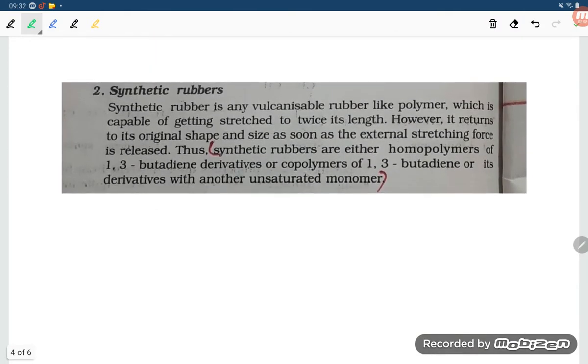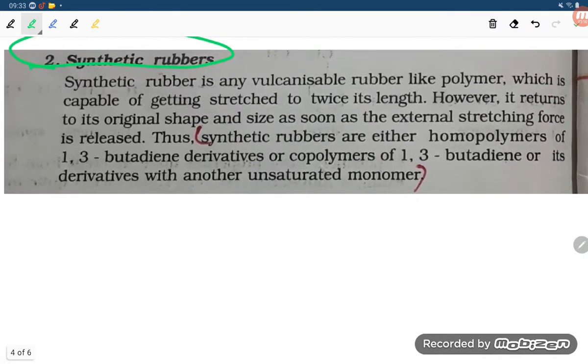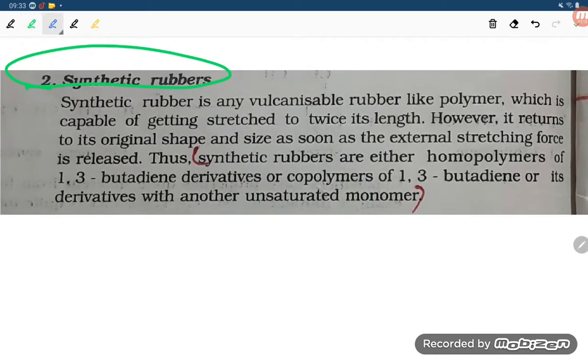Next, students, is synthetic rubber. Let us have a look at synthetic rubber. Synthetic rubber is any vulcanizable rubber-like polymer which is capable of getting stretched to twice its length.